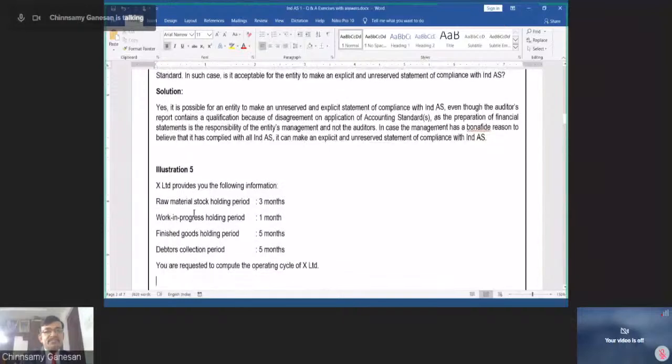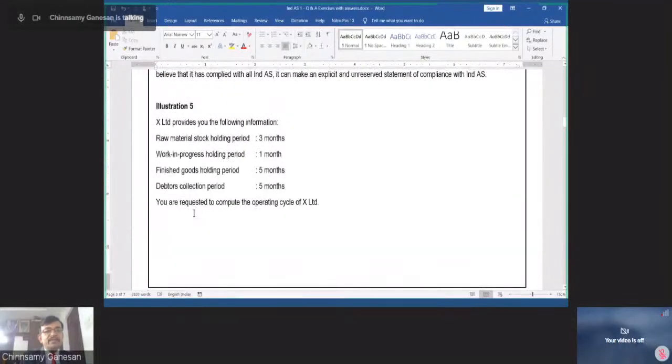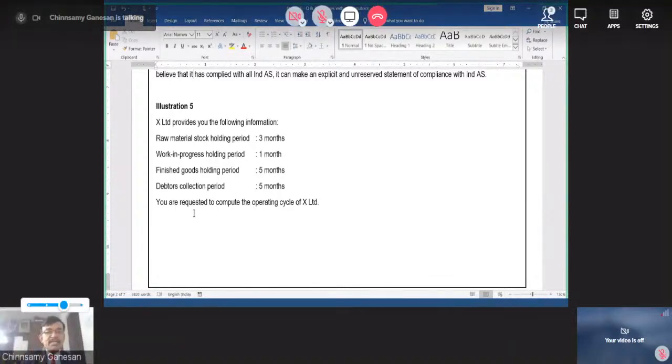So we are taking the example illustration 5. In illustration 5, what we are saying is raw material stock holding period is 3 months, work in progress holding period is 1 month, the conversion period, and finished goods holding period. Even after I have converted, I'm not able to sell it, so I have to hold it as minimum stock, that is 5 months. Debtors collection period is 5 months. You are required to compute the operating cycle of X Limited.